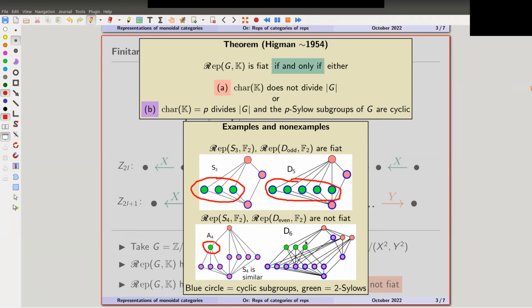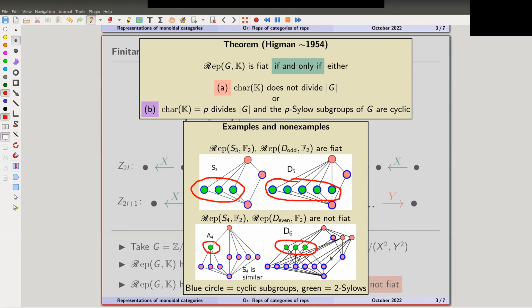For D6, this is 12, then this is 6, and this is also the Klein four-group. Again, it's not cyclic, so it's very easy. If you know the subgroup lattice, you just check whether the p-Sylow subgroups are cyclic, and you get a precise statement about the indecomposables in those cases.